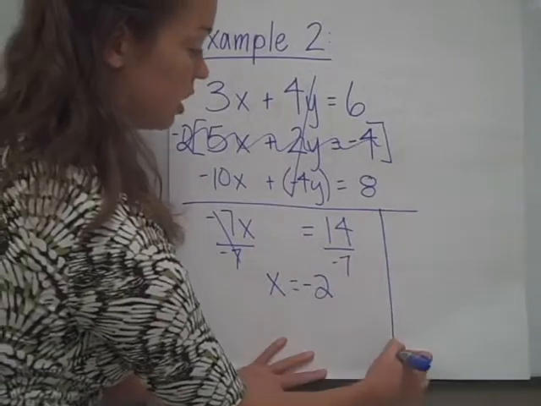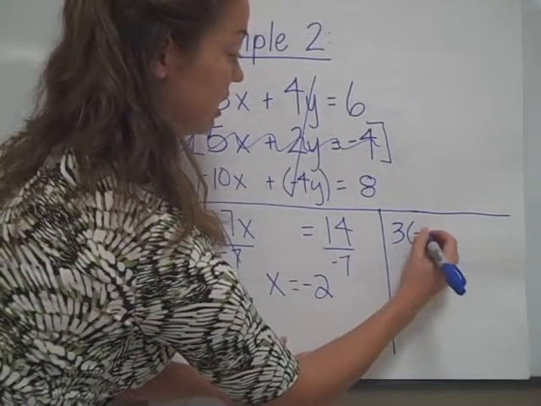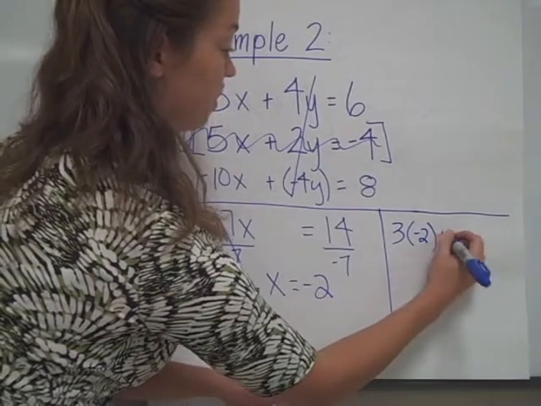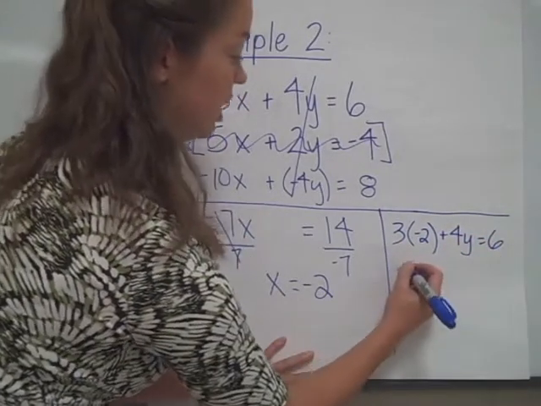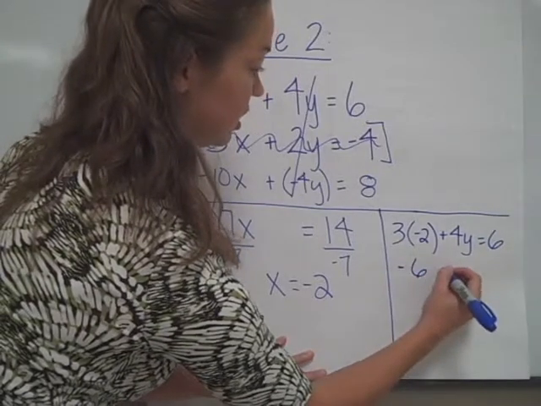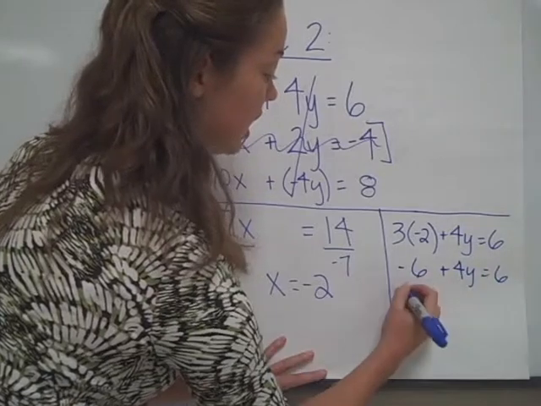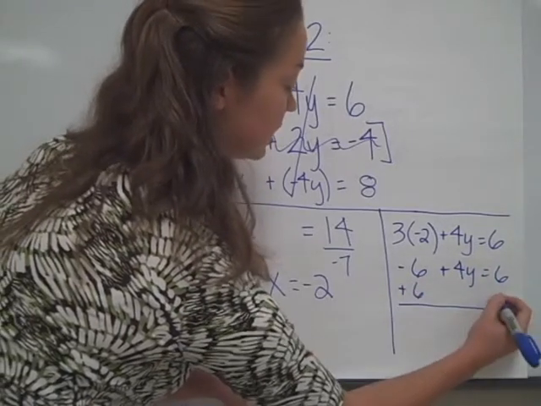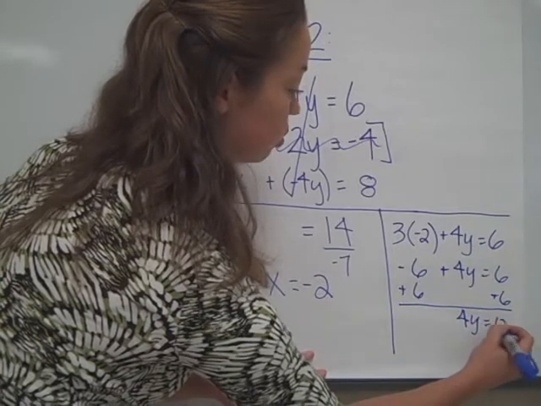Doing that over here, I get 3 times a negative 2 plus 4y equals 6. I get a negative 6 plus 4y equals 6. Adding 6 to both sides, then I get 4y equals 12.